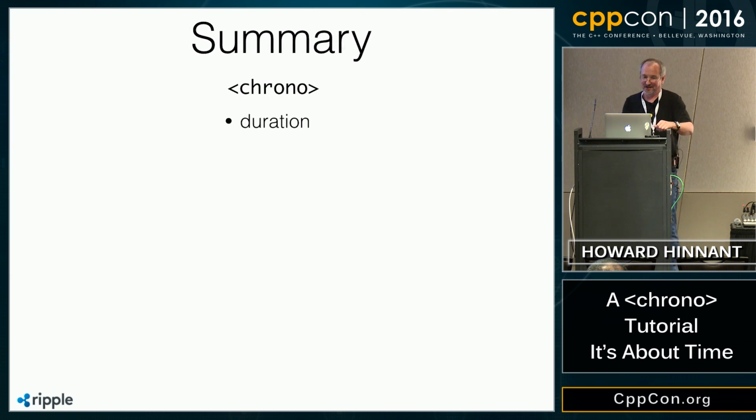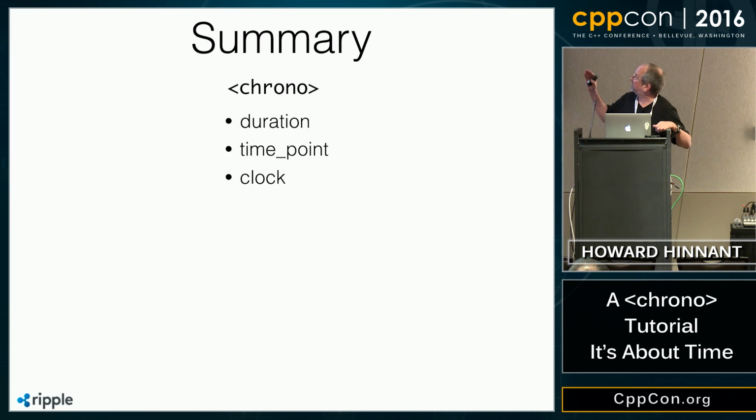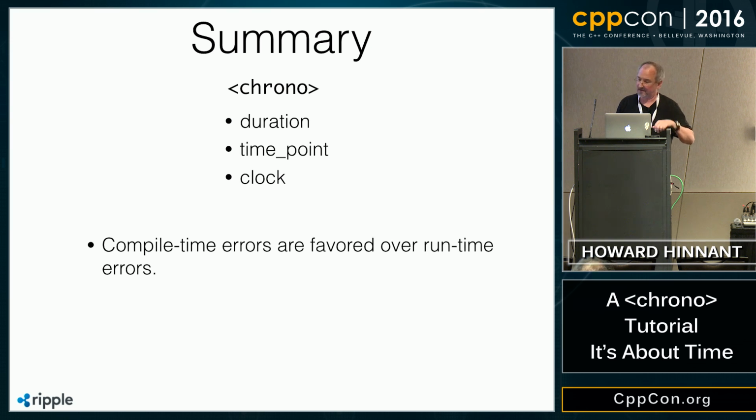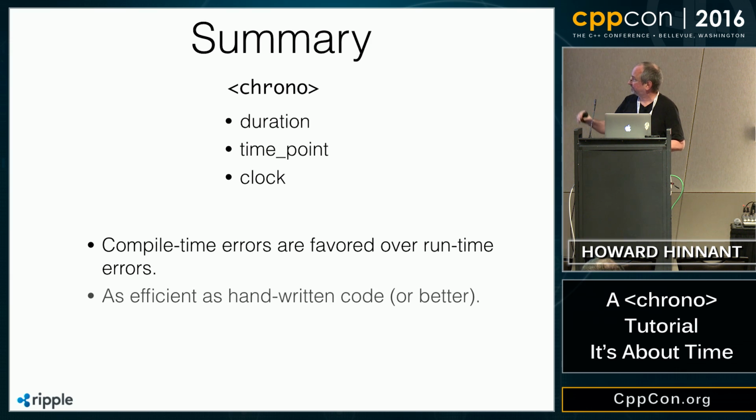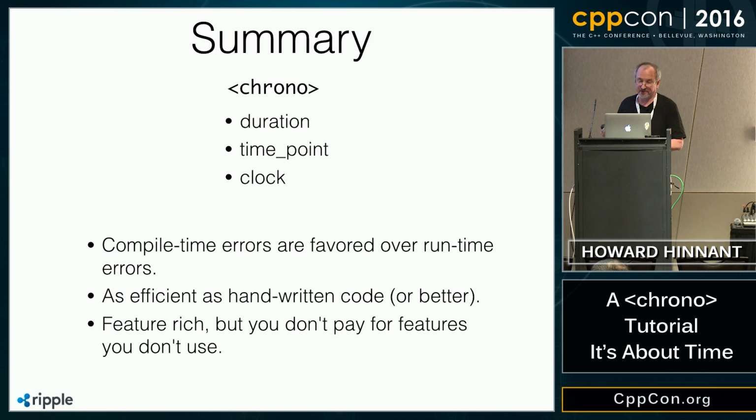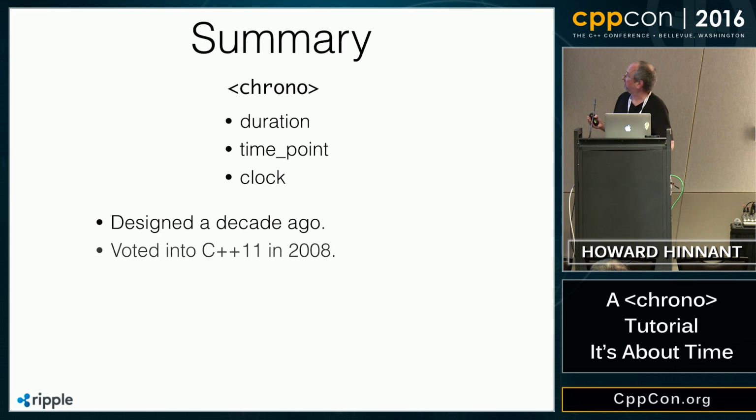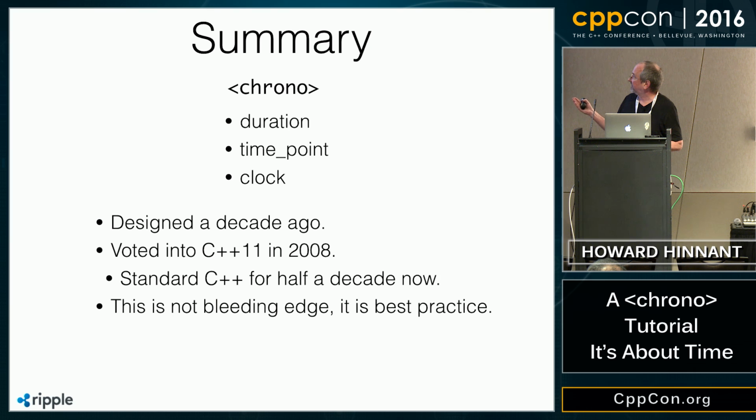So in summary, chrono is based on three modules: duration, time point, and clock. Compile time errors are stressed over runtime errors. The generated code is as efficient as you could have handwritten and possibly even better. And the library is very feature-rich, but you don't pay for features you don't use. Finally, this library was designed a decade ago. It was voted into C++11 in 2008. It's been standard C++ for half a decade now, so this is not bleeding edge code.